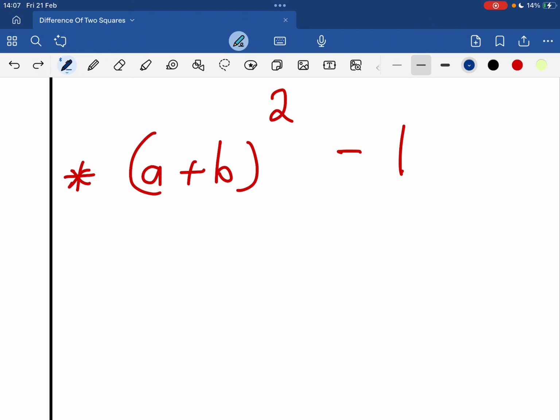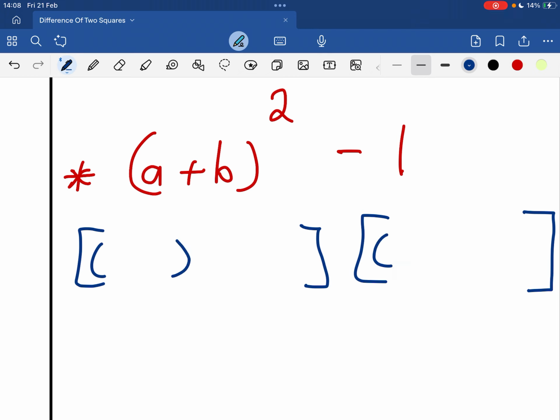1 can also be seen as a perfect square because the square root of 1 is 1. So what we can do is we can open two big brackets like this. And here we can put the square root of a plus b squared, which is a plus b. Then here we can say plus 1 and minus 1.